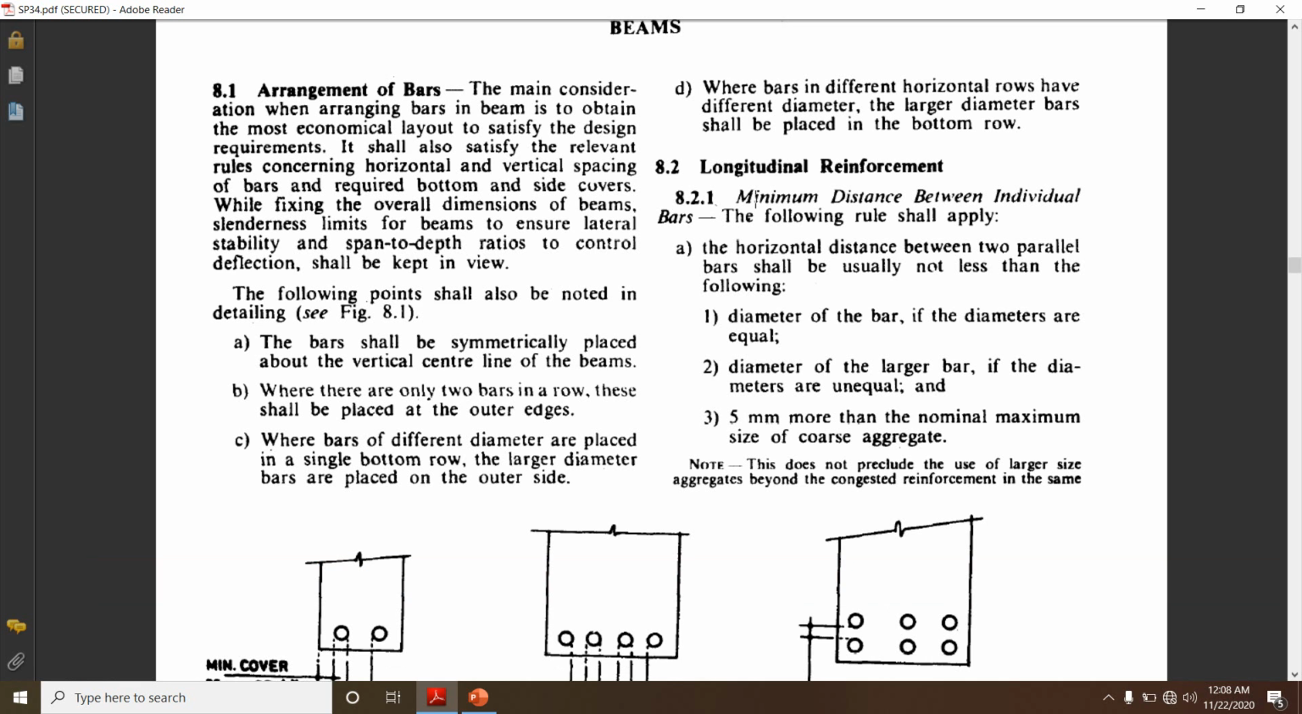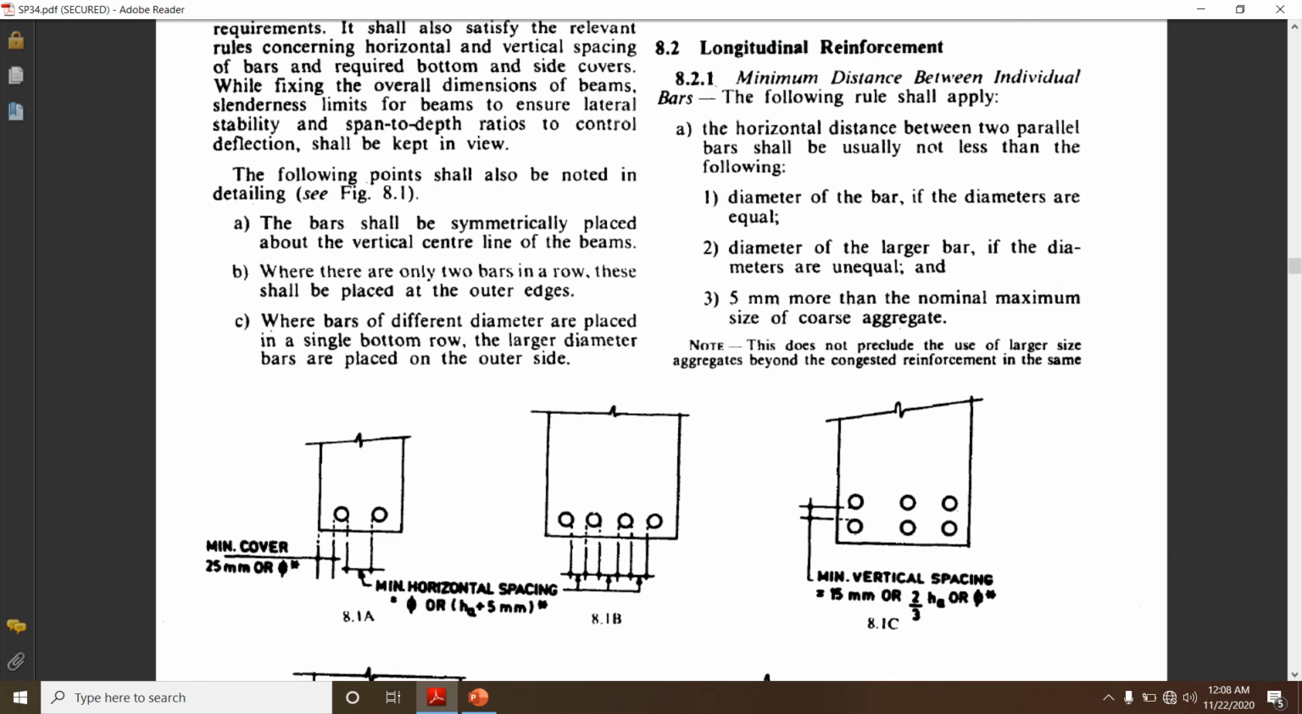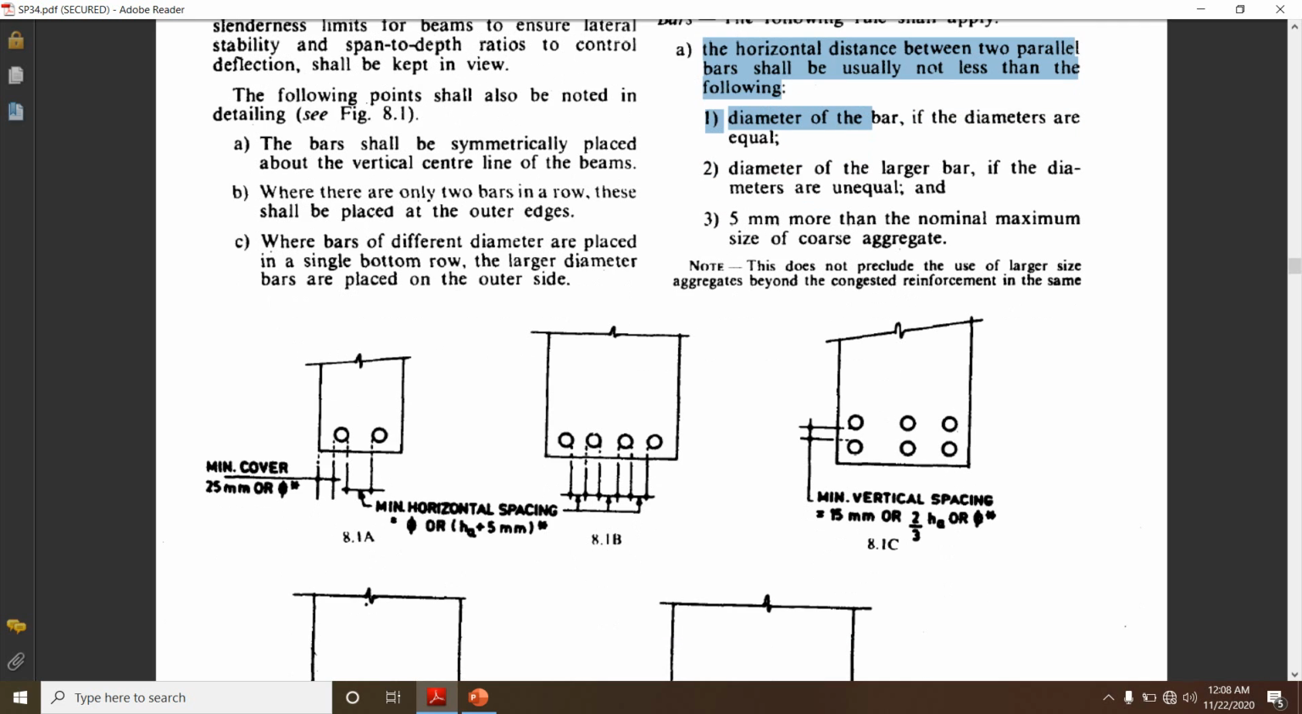Then next we'll come to the longitudinal reinforcement. We'll try to see these bars in these clauses. First one is the minimum distance between individual bars. What should be the distance between these two bars? That is what they have given. The horizontal distance between two parallel bars shall usually not be less than the following. The horizontal distance between these bars shown in these figures should not be less than the following.